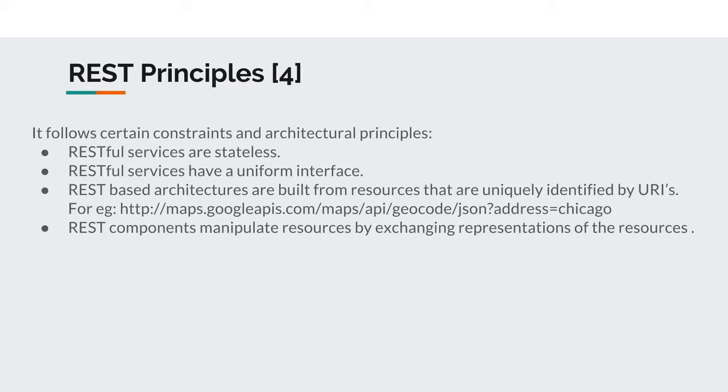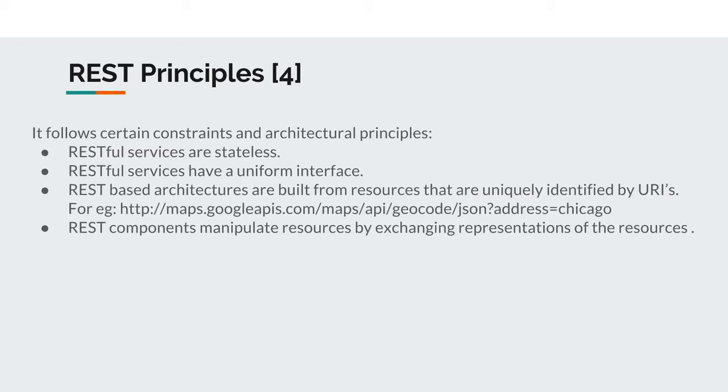In this case, for example, maps.googleapis.com is the server which you are trying to access, and maps, API, geocode, and JSON are the resources which the client is asking for. If you type this in your URL, you will get the exact geographical longitude and latitude of Chicago.